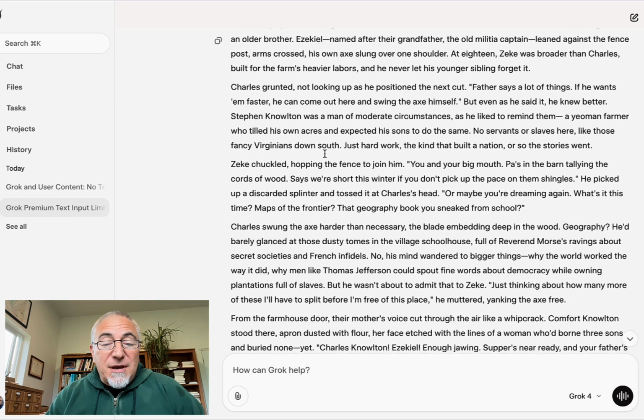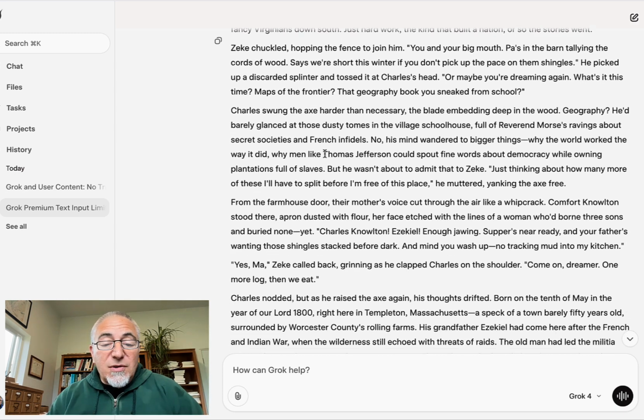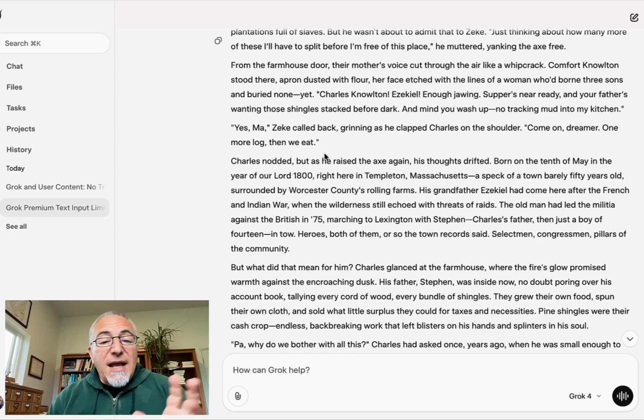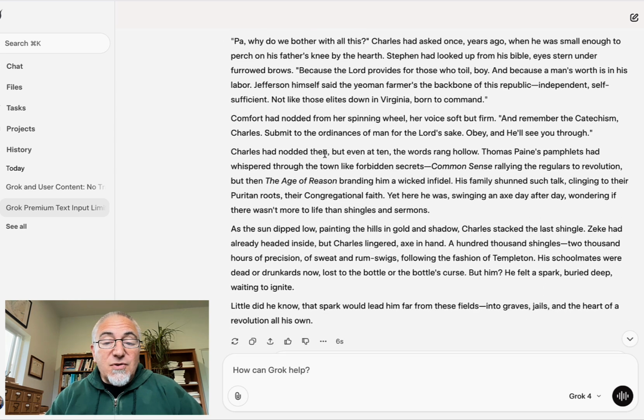Which is interesting. And so it creates a little bit of dialogue between this imaginary brother and Charles, and then some more dialogue between Charles and his parents. It gives his parents the right type of tone, and it puts the right kinds of words in their mouths, I thought, based on the fact that I had described them as very dour Puritans. So that was interesting as well.